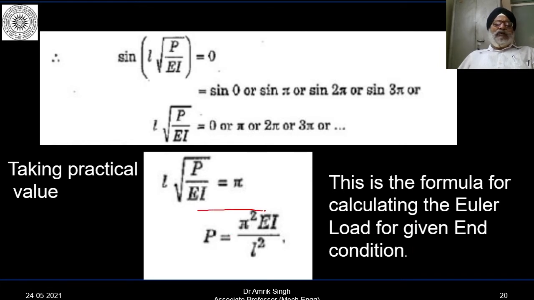So this is an important formula where P is the Euler load and is equal to pi square E into I upon L square. So pi is a constant, E is the modulus of elasticity for the material of the column, I is the moment of inertia, and the product EI is the flexural rigidity, and L is the length of the column, which in this case will be the equivalent length. So we will be discussing further what equivalent length is also.